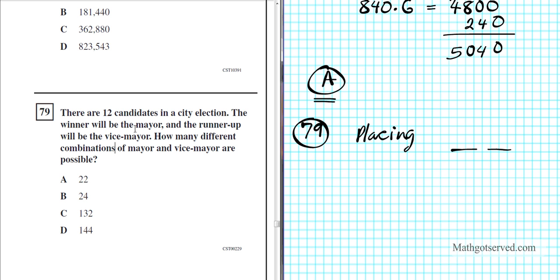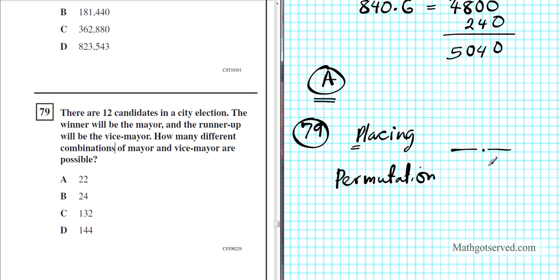So let's see. What does placing mean? Placing basically means permutation. Okay? Placement means permutation. So that's the whole idea. All right, I'm going to show you two ways of doing this. I will do this using the easy way, and then I'll show you using the permutation formula, okay?